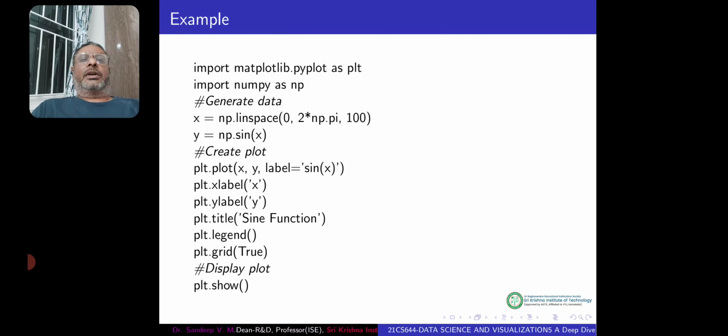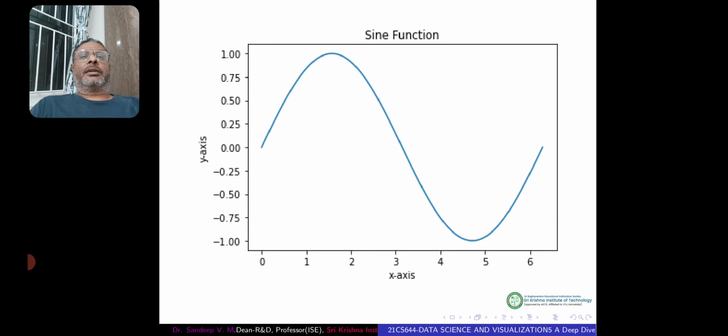Then if you want a grid to be shown, we say plt.grid as True. So here we create the plot, and finally we say plt.show. Only after this instruction is executed, the whole plot will be made available on the screen. Till this plt.show is executed, we are just creating the figure and all that, but not presenting it on the screen. So if we run this program, what we get is this particular plot.